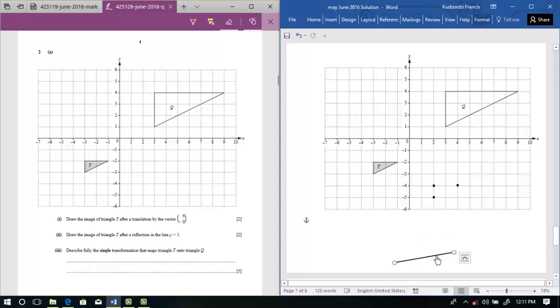So we now draw a line connecting all the points. Here is the image of triangle T.